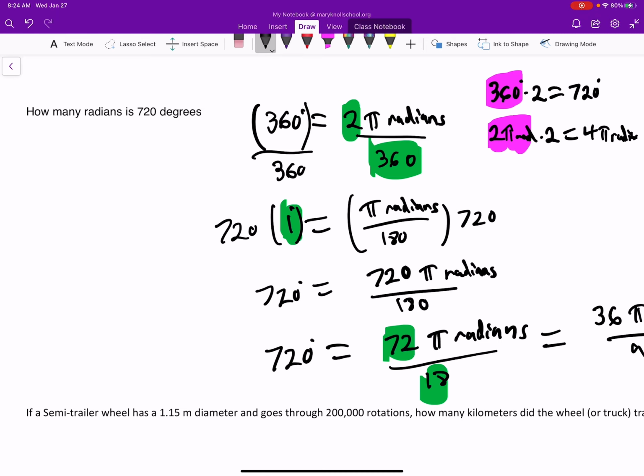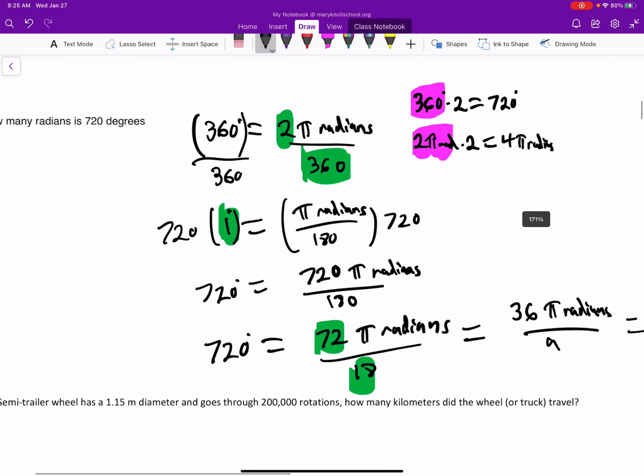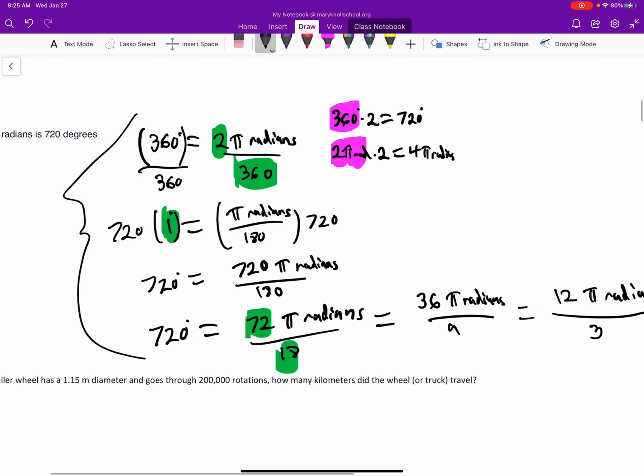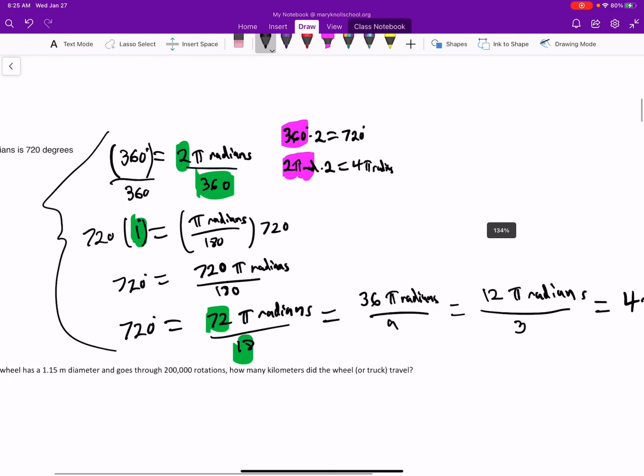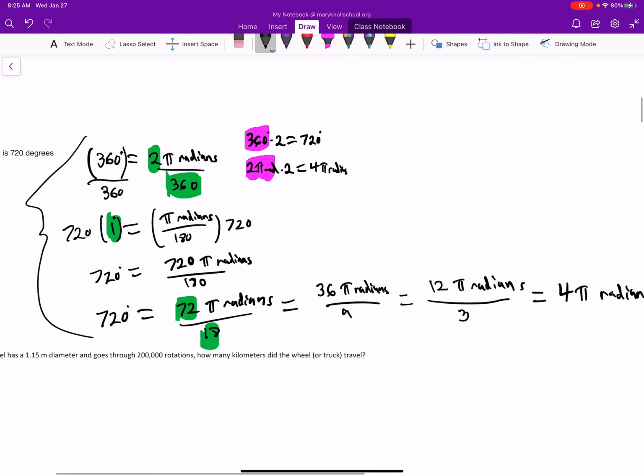And so you can also do it that way, which is kind of more of a logical way. But this is more of a math way. And both are great. So there we go. The green route ends us up at 4 pi radians, and the pink route ends us up at 4 pi radians.